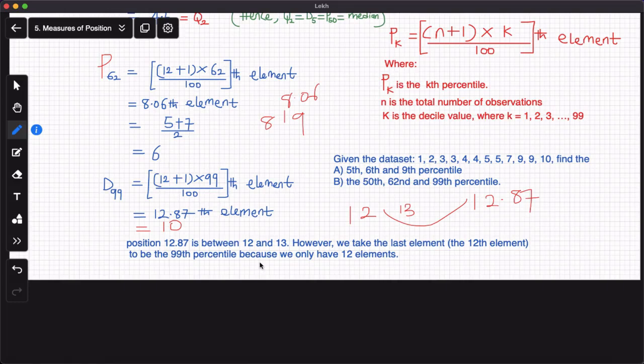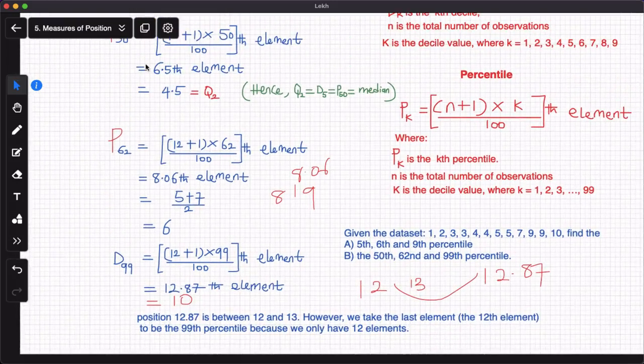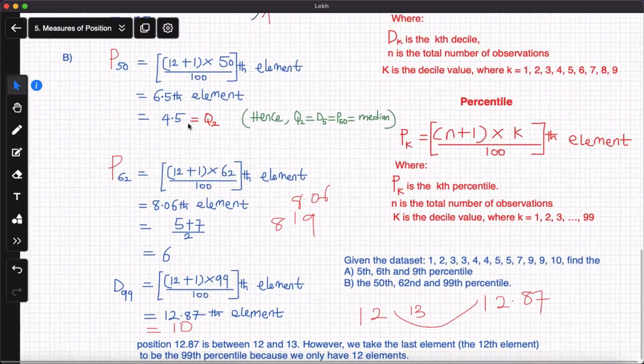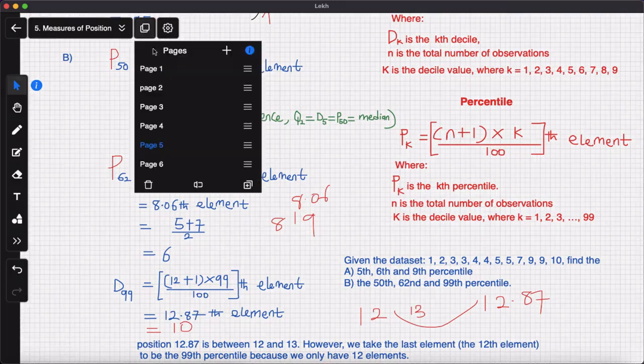Okay, so that's how you obtain your percentiles and deciles. All right, we're done with that. Now, this also applies to your ungrouped frequency distribution. So you can use this also for your ungrouped frequency distribution, in a similar way to the one that we did for your quartile. So please take note of that.